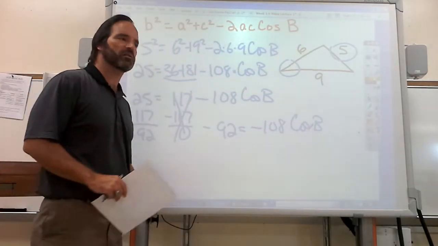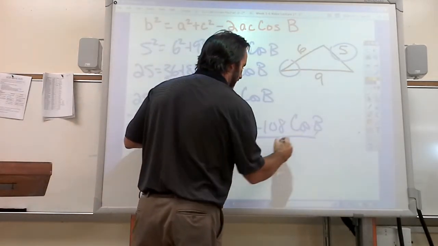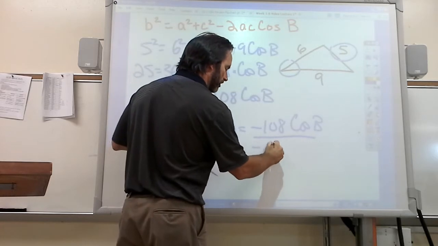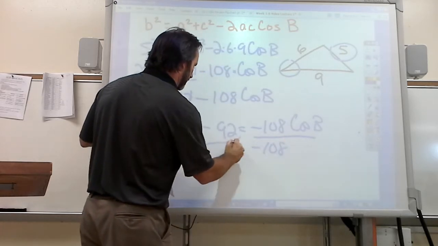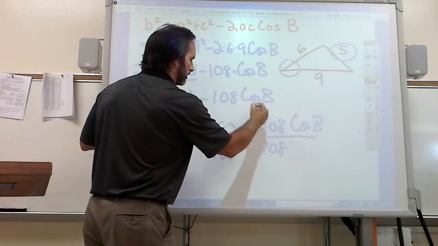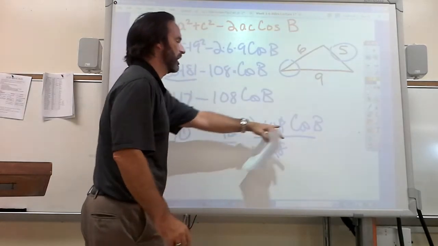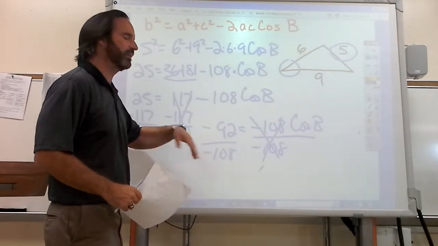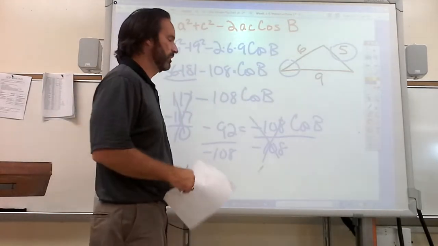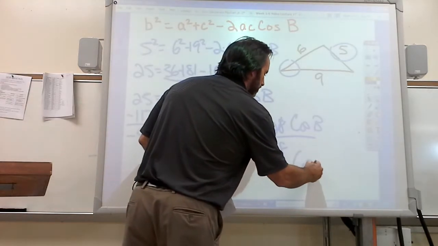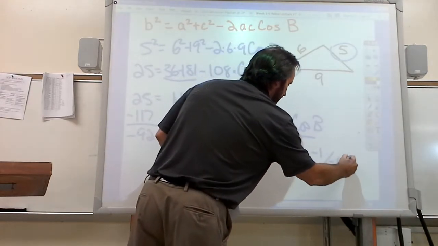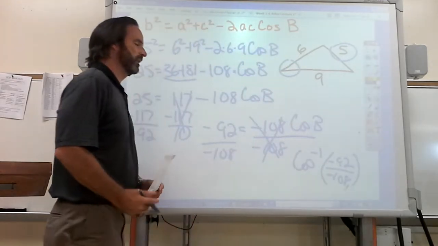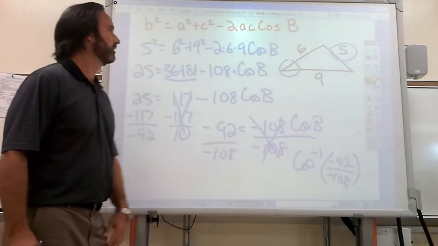The second algebraic step is divide. We're going to divide by that, you know, the negative 2ab or negative 2bc, whatever. This is negative 108 divided by negative 108. That's gone. Cosine b equals negative 92 over 108. Okay, the negatives will cancel out. But yeah, you can put it in the calculator any way you want. Again, inverse cosine of negative 92 over negative 108. Okay? Inverse cosine of that, okay?